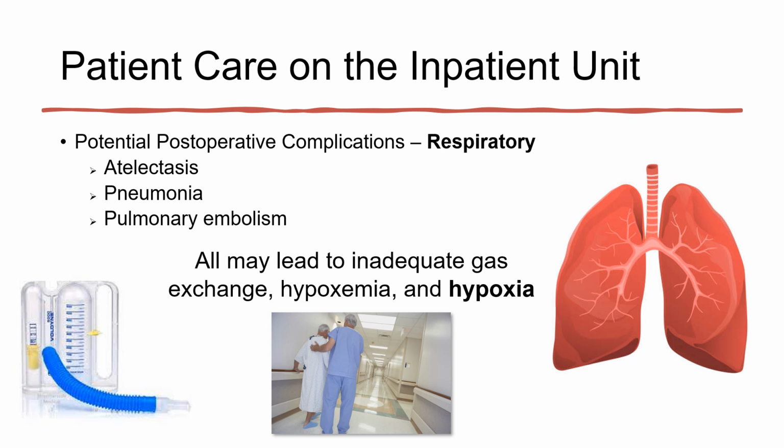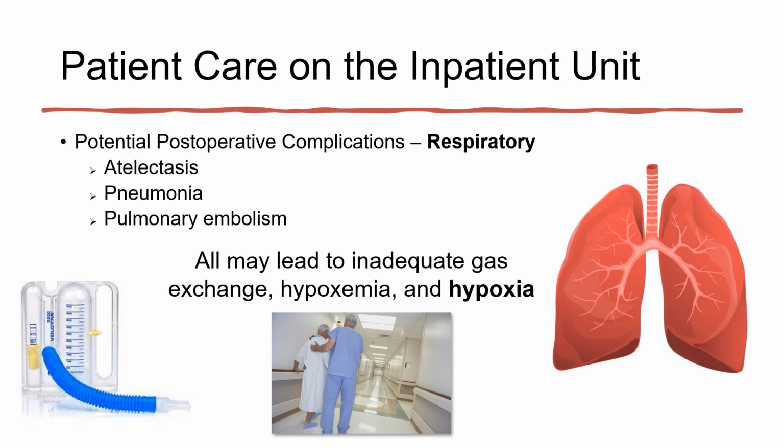So a little more detail on some post-op complications that could happen related to the respiratory system: atelectasis, pneumonia, pulmonary embolism. So atelectasis is collapsed lung. Pneumonia, as you know, is an infection. Oftentimes it can be related to aspirating things that shouldn't be aspirated, high risk for aspiration. And then pulmonary embolism, this is when we have a blood clot that travels to the lungs.